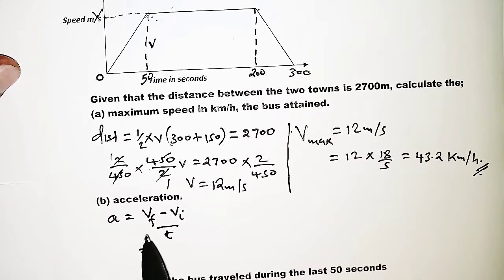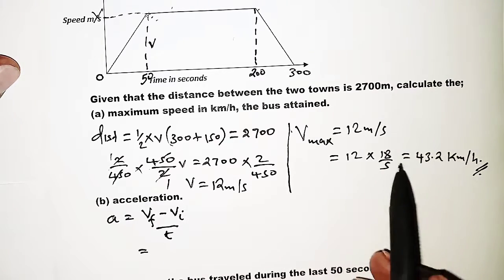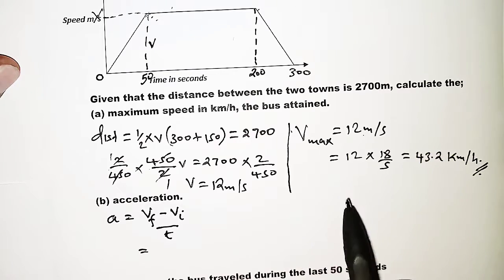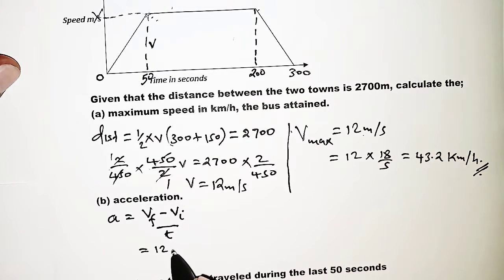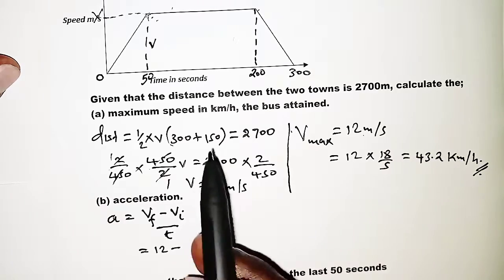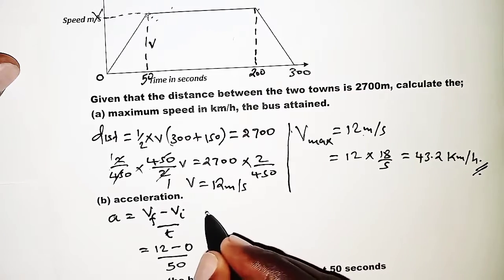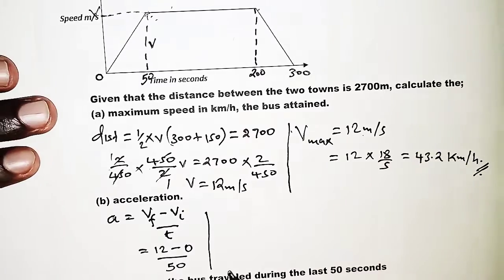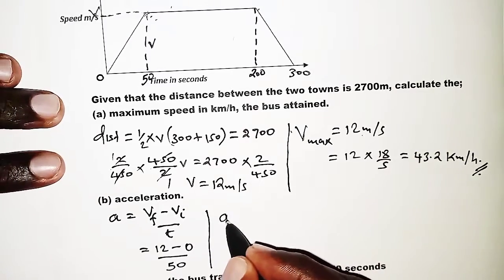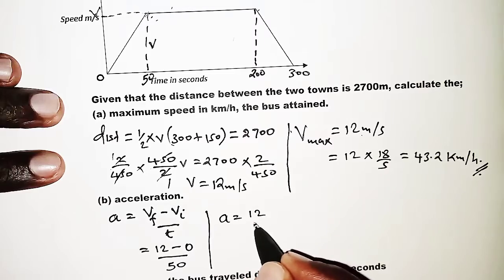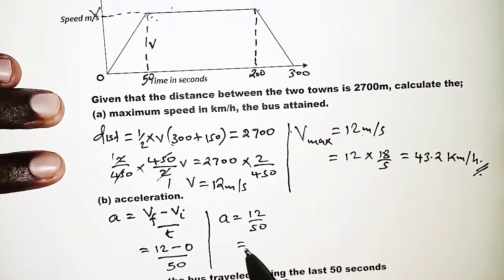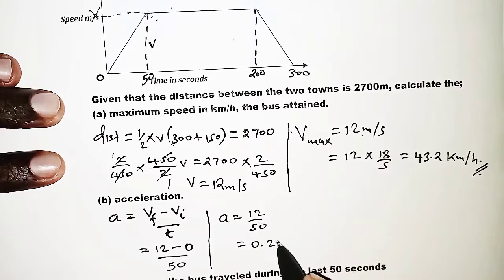So after 50 seconds, we realize that the final velocity is the maximum velocity attained. We'll have it in meters per second. So that is 12 minus the initial velocity was 0. So it was beginning from rest. And then the time taken was 50 seconds. So with this, we'll be able to get acceleration as 12 over 50, and that simplifies to 0.24 meters per square second.